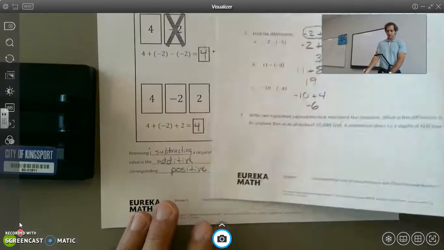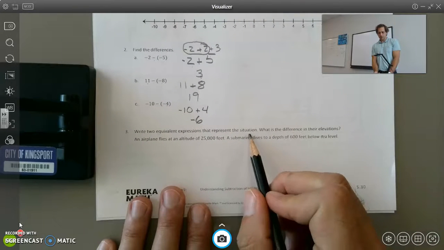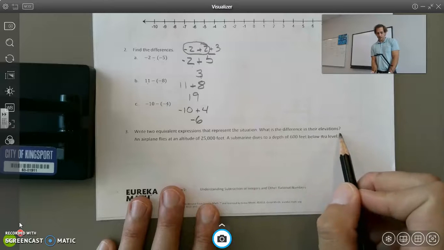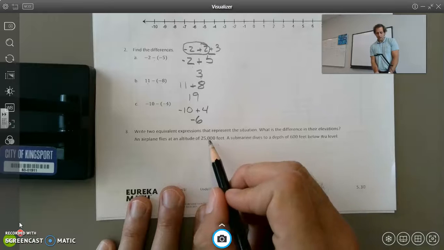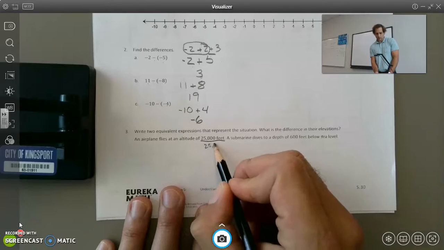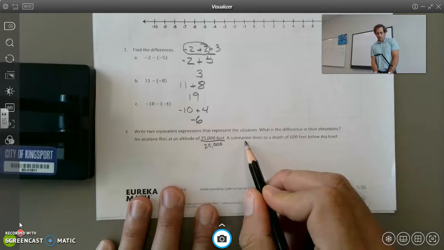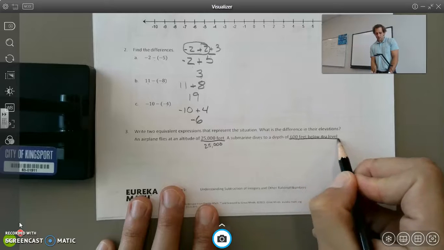Right, our final question here. Write two expressions that represent the situation. What is the difference in their elevations? An airplane flies at an altitude of 25,000 feet, so we're going to call that 25,000. And a submarine dives to a depth of 600 feet below sea level.